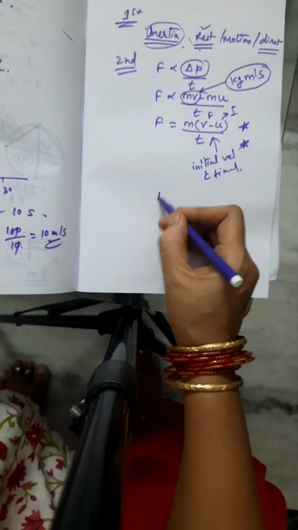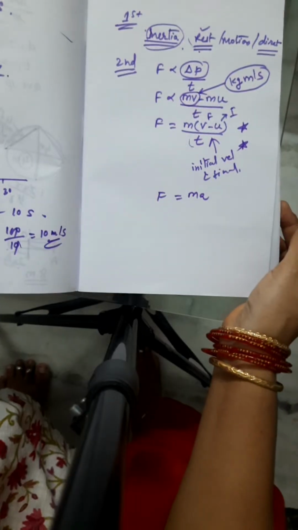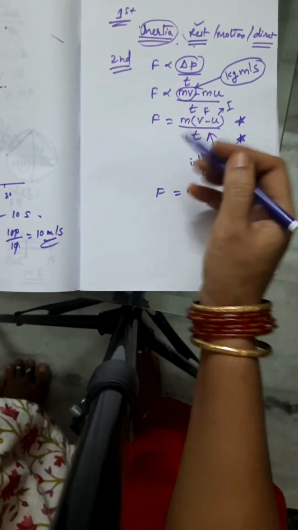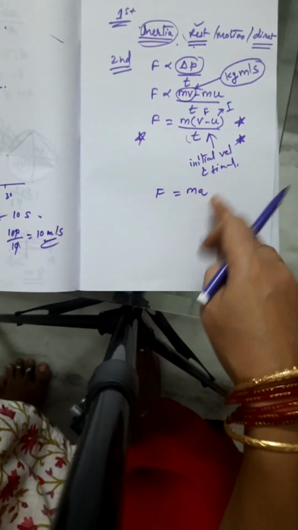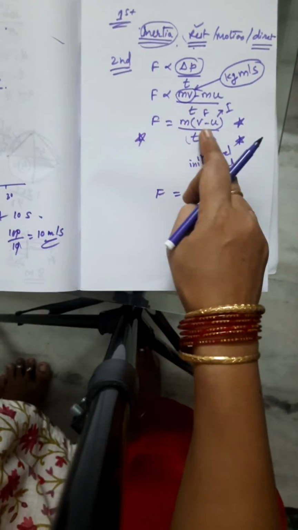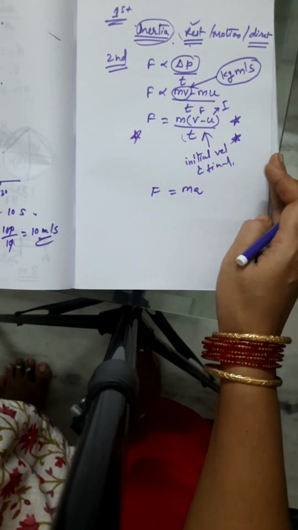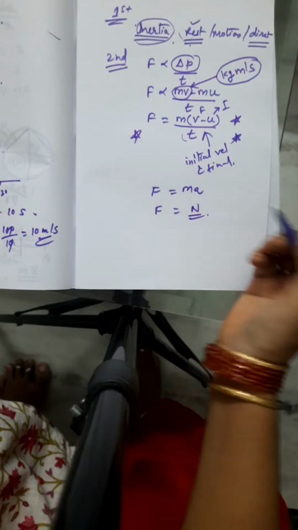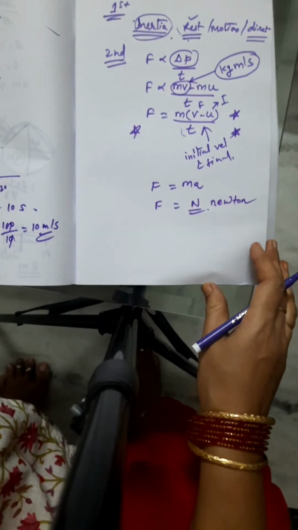If they give acceleration, (v minus u)/t is a, so we can write the formula as ma. F is equal to ma. Depending on the question, you choose which formula to use. The force formula can be m(v minus u)/t, or it can be ma. If acceleration is given, use ma. If initial and final velocity are given, use m(v minus u)/t. Is it clear? Shall I move further? Okay, next, the unit of force is Newton, which is written as capital N. Okay, next one.